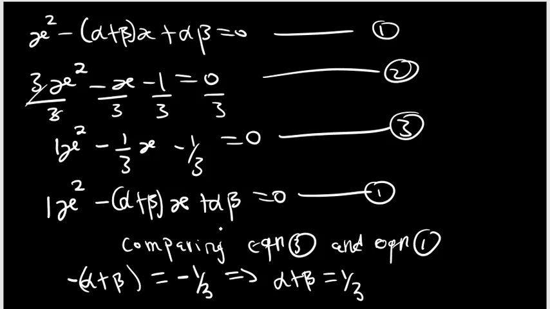We do the same thing for the product, that is alpha beta, that is a constant. Whatever is left is supposed to be equal to the constant that is left also in equation 3. So in that case, we are going to have alpha beta also being equal to negative 1 over 3.